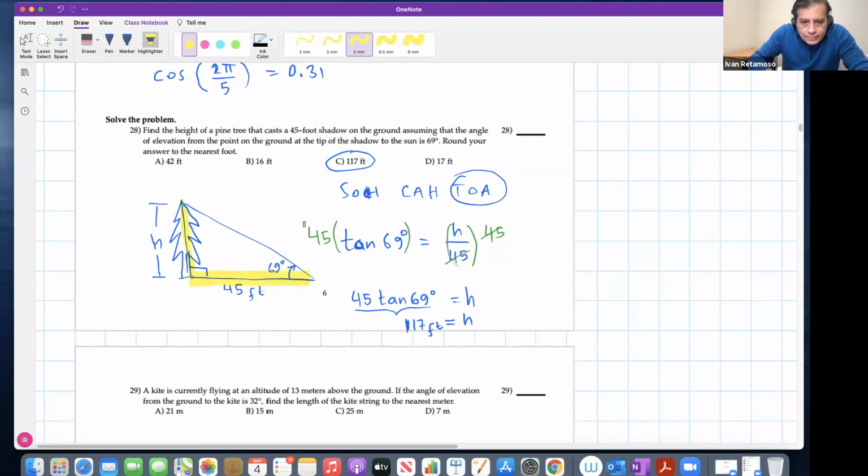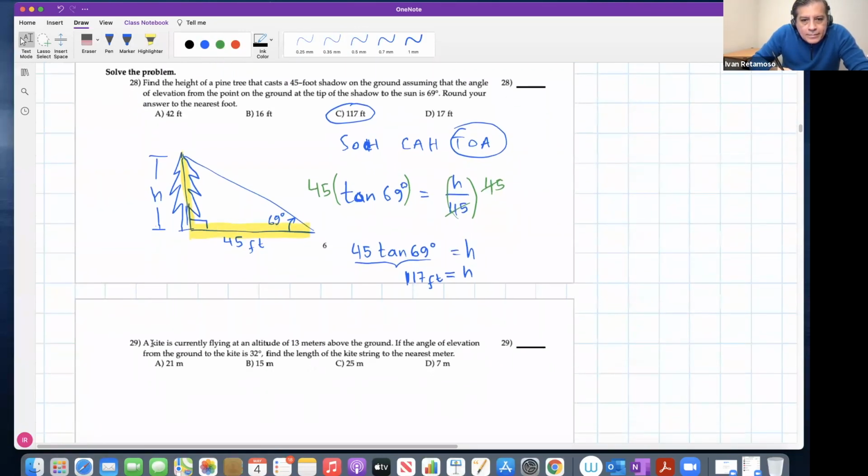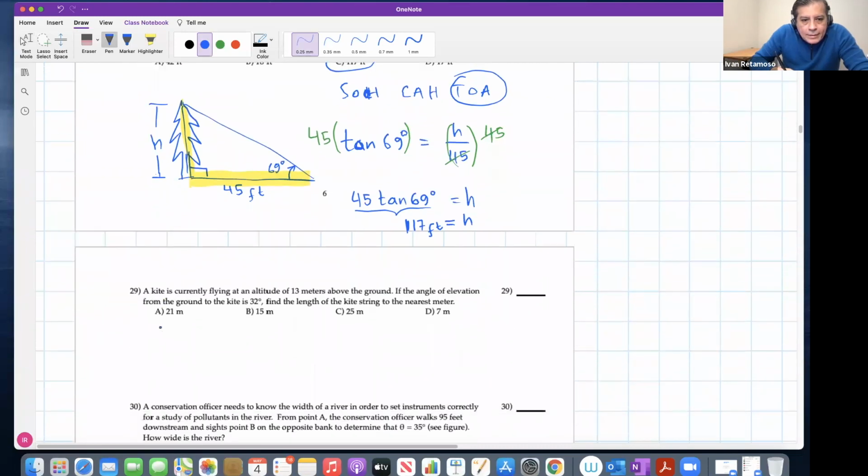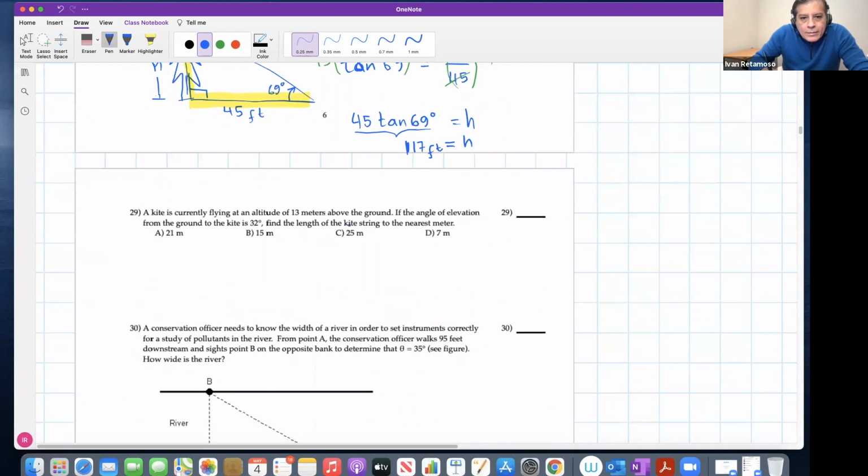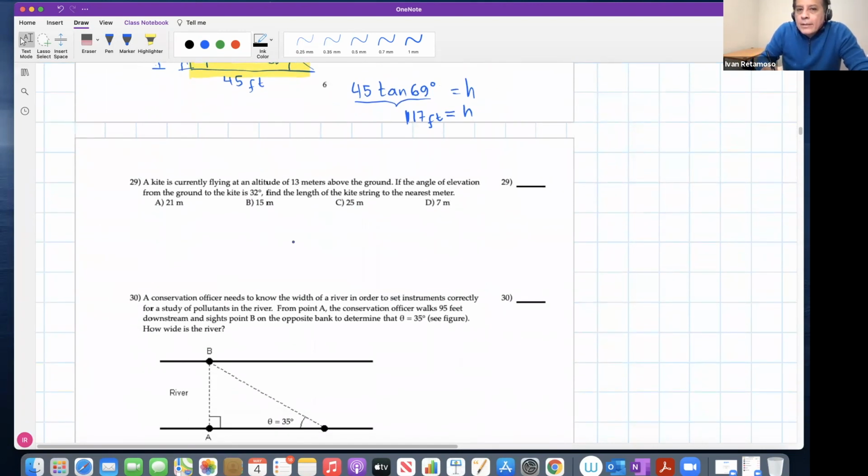Great, great. So now, guys, let's continue here. 29. A kite is currently flying at an altitude of 13 meters. This is a kite, but it's similar to this one, but probably we can quickly do it. Someone is flying a kite, and the altitude is given. So the altitude of this kite is 13 meters.